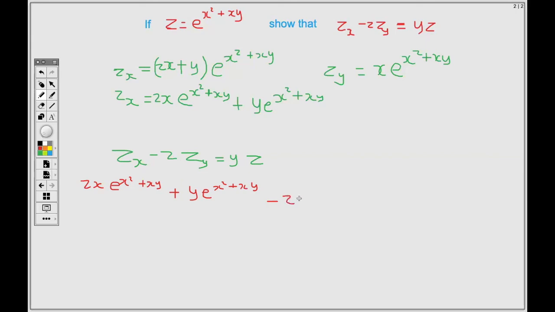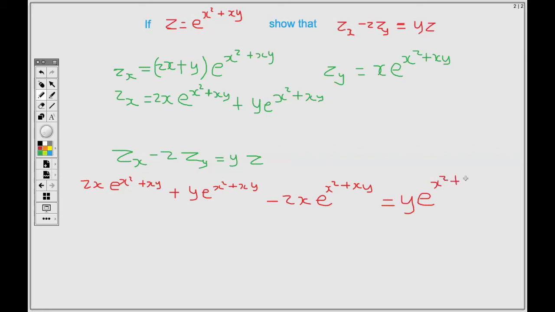So I am going to replace that here. So minus 2 times. So what I'm replacing here represents the partial derivative with respect to y. Now over the equal sign, I need to replace what is z. So we have y times z. So z is from the question. So we have y times e to the x squared plus xy.